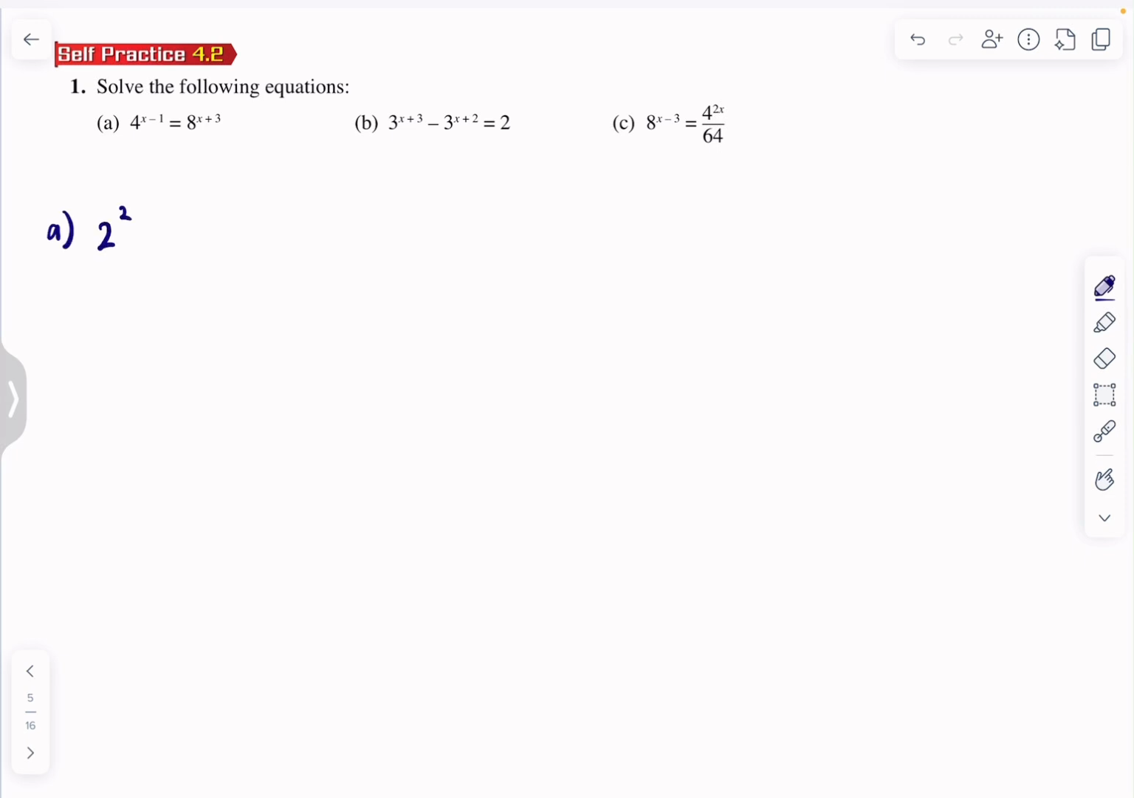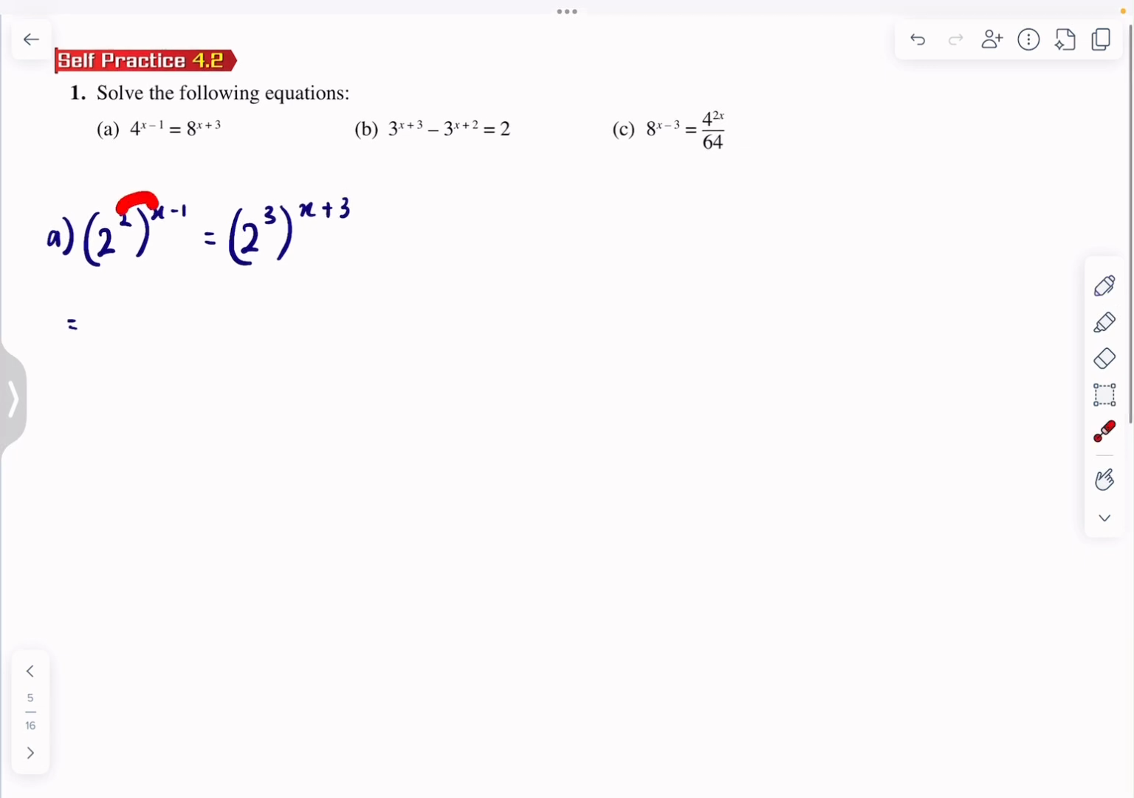So 4 is 2 squared, x minus 1. 8 is 2 cubed, x plus 3. So now we can go ahead and expand these powers. So we get 2 power 2x minus 2, equal, no need. 2 power 3x plus 9.